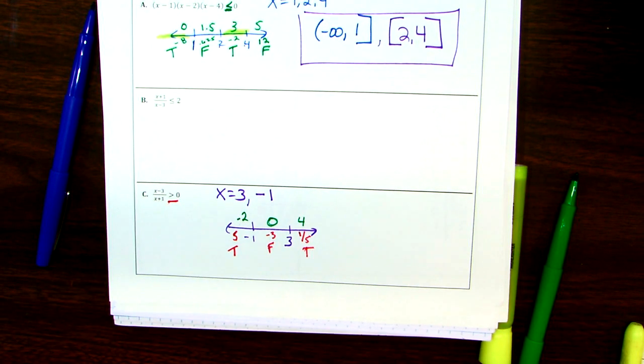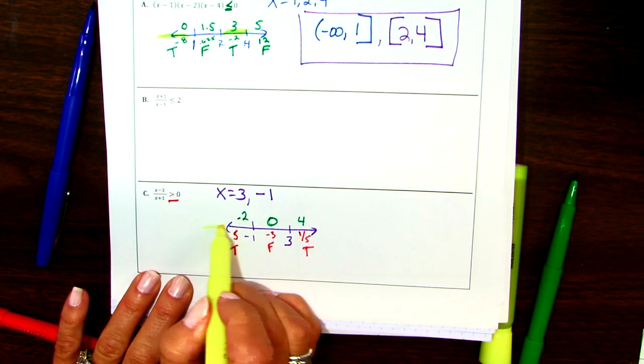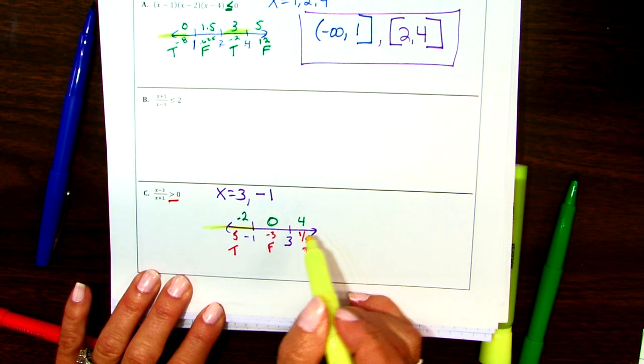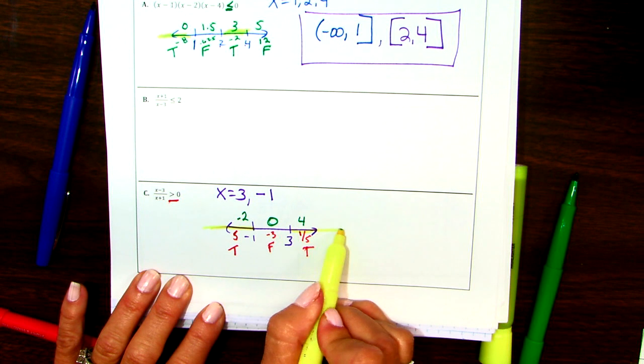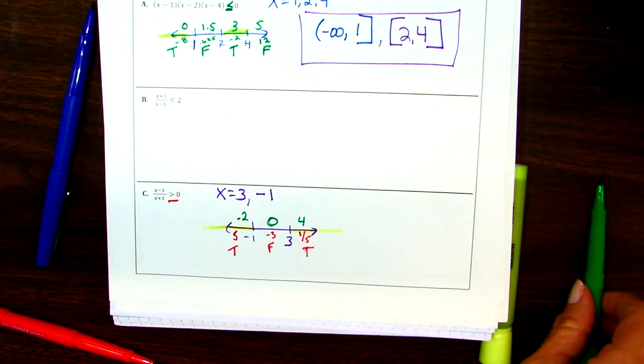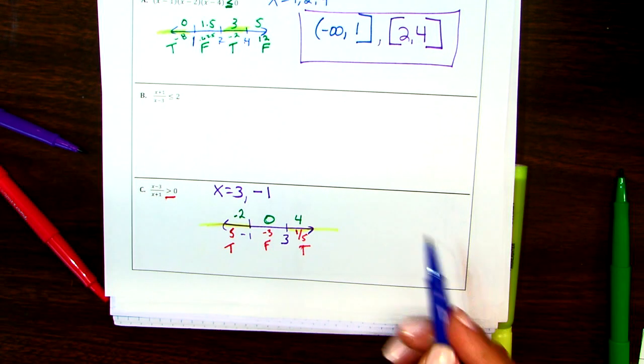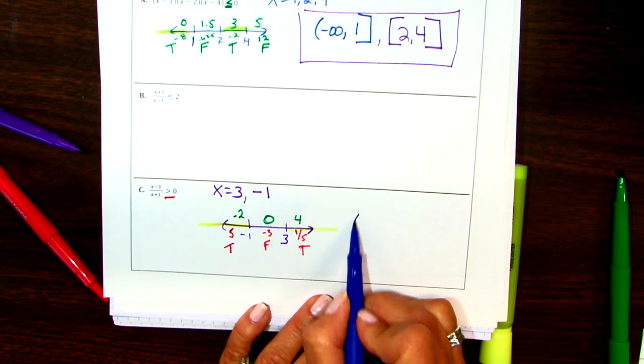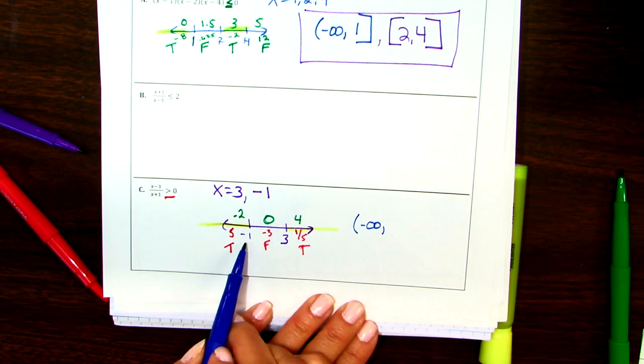Okay, so from -infinity up to -1, and then from 3 to infinity. So let's be careful. -infinity, you got that, up to -1.